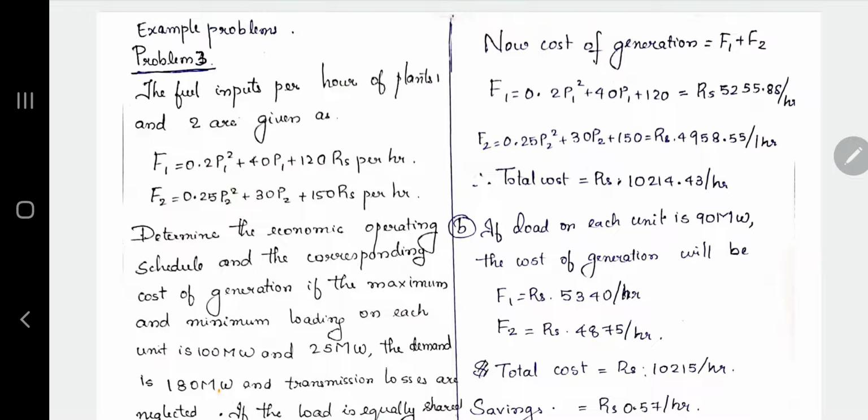Hi friends, we are going into class 7 of module 5, and in this class we are going to discuss some example problems, and we will discuss problem number 3 in this video.